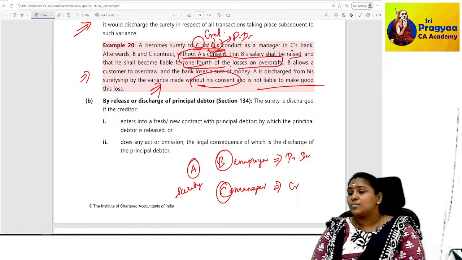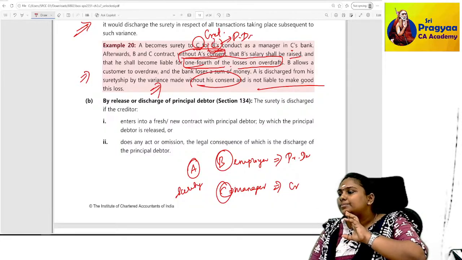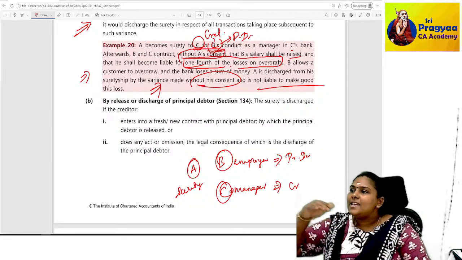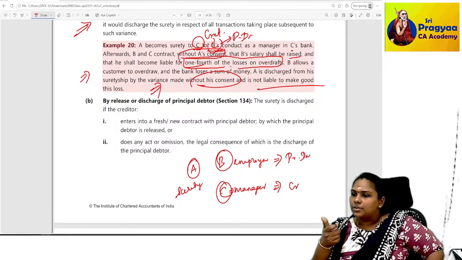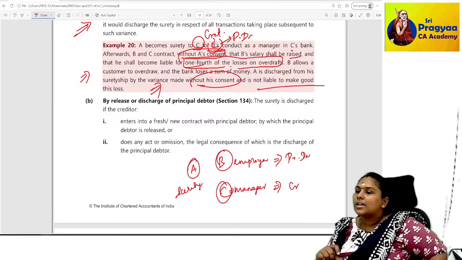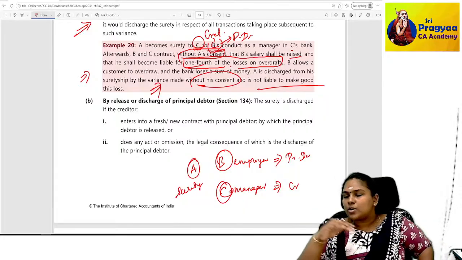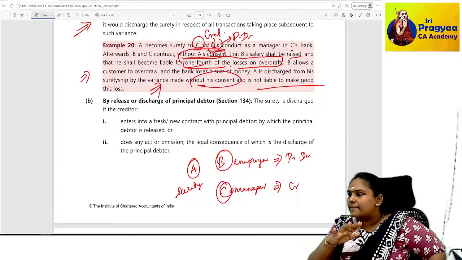ஓகே, பிரைவேட் பேங்க்ல எல்லாம் இது மாதிரிலாம் நடக்கும். ஓகே, ஸோ இங்க அது மாதிரி ஒரு சிச்சுவேஷன் நடக்குது. இந்த இடத்துல salary increase பண்றது is a variance of terms of the contract. Okay, and salary increase பண்ணது மட்டும் இல்லாம what was the work given means to calculate the overdraft facility for each person and to provide overdraft facility.